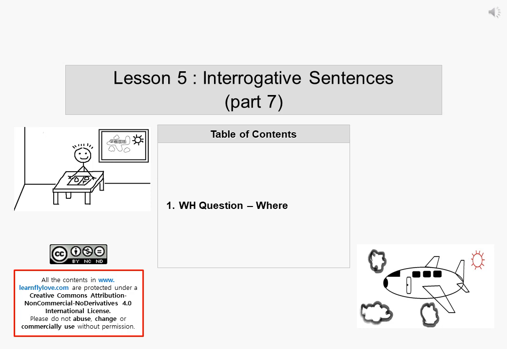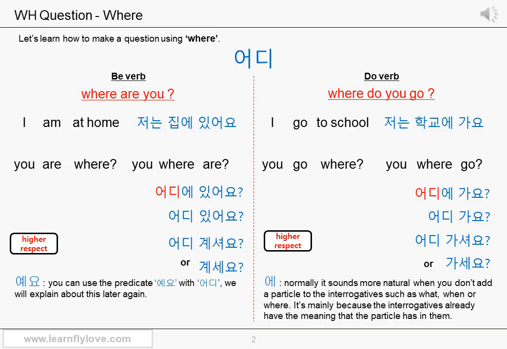안녕하세요. You are going to learn how to make question sentences using where in this lesson. Let's start. Let's learn how to make a question using the interrogative where. What is the Korean translation for where? 어디. Okay? Then let's make a simple question using where and learn the basic principle.